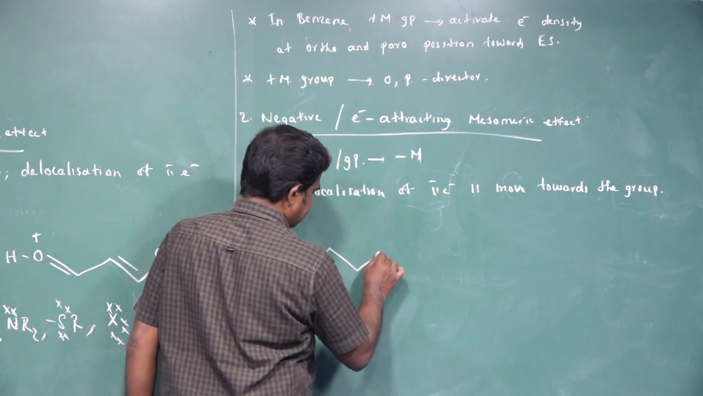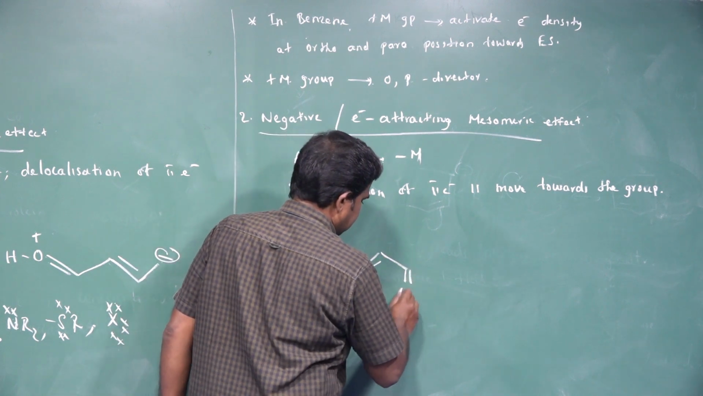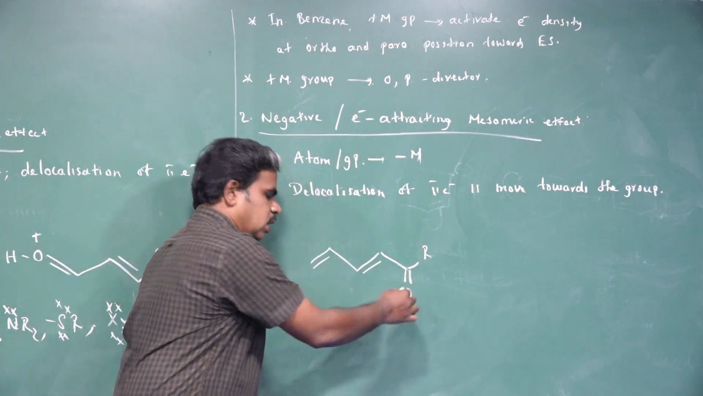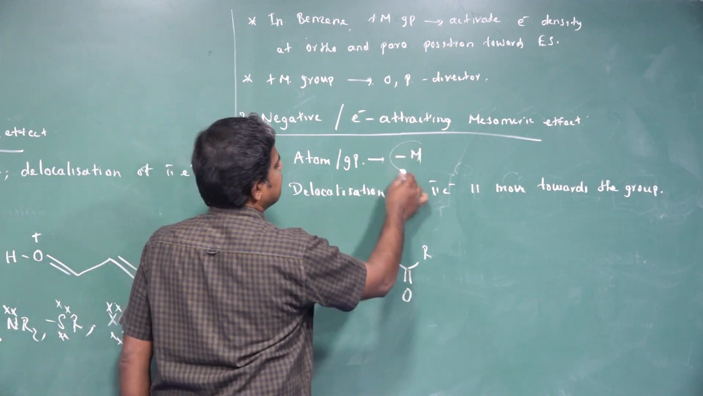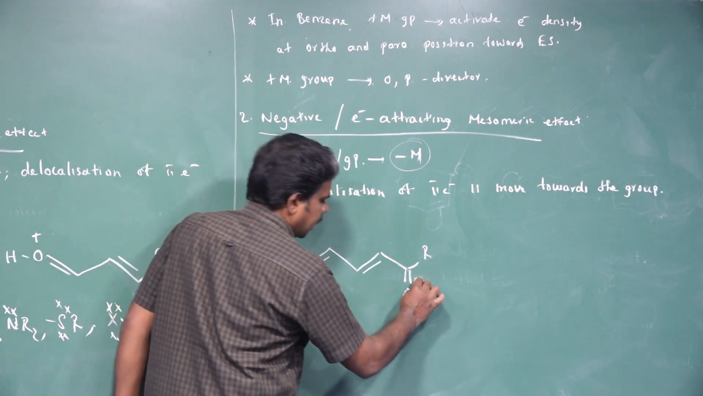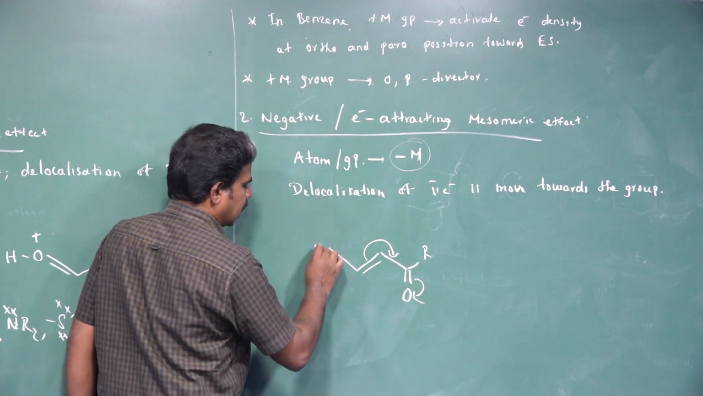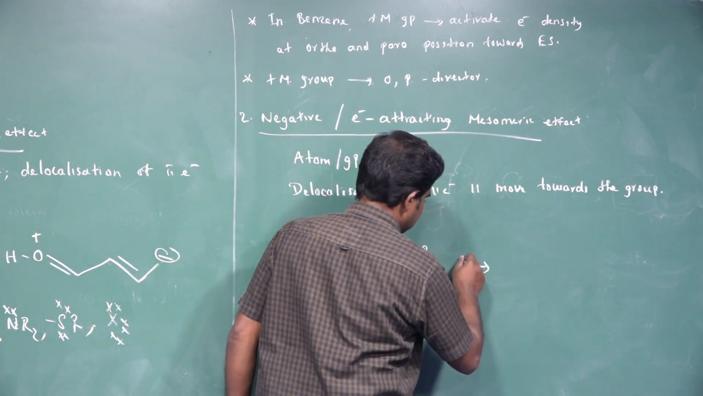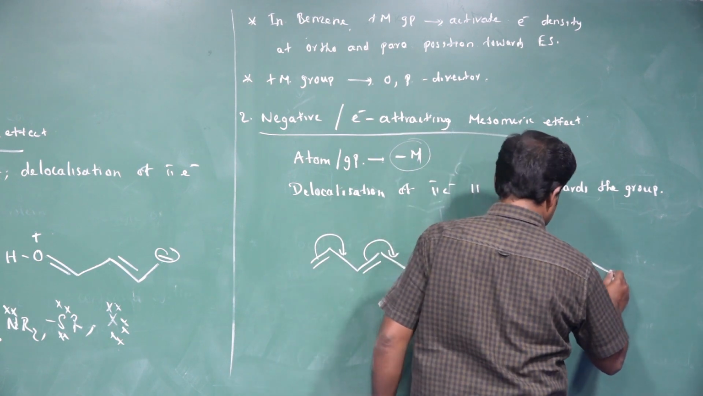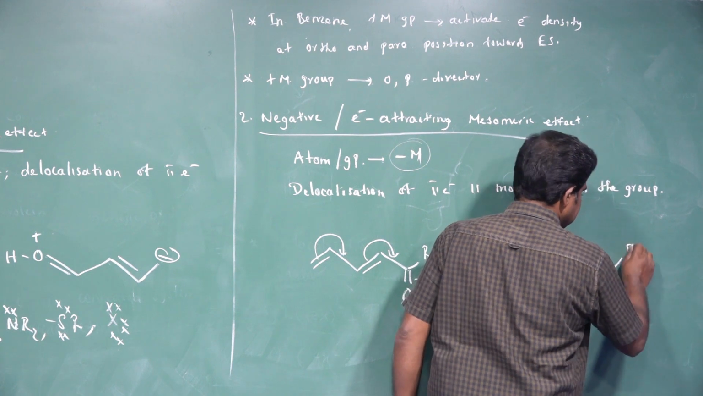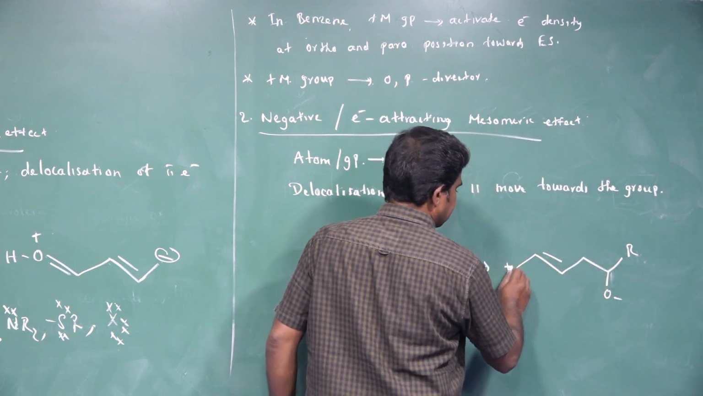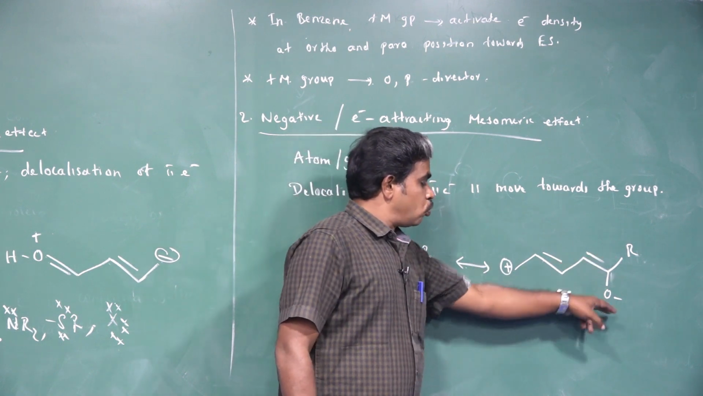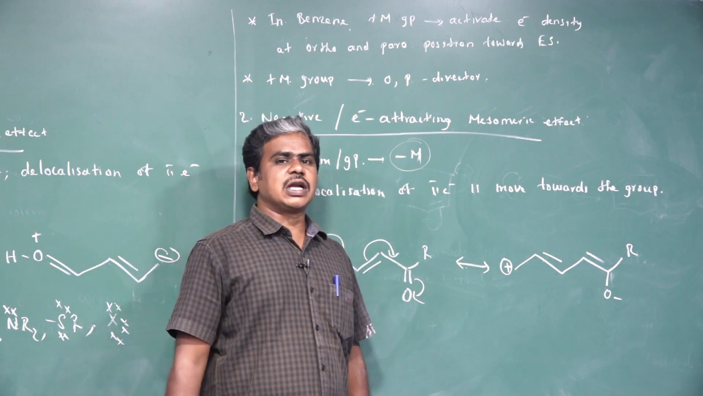Suppose we take the example with a double bond and R. Here the group is a ketonic group. When the ketonic group is present, it is considered as negative mesomeric effect, and the pi bond moves here, and the next bond moves here. So delocalization occurs towards the group, and we get the structure with a double bond, O minus and R, and a positive charge, and this bond goes here. So the delocalization moves towards the minus M group. Then it is the negative mesomeric effect.